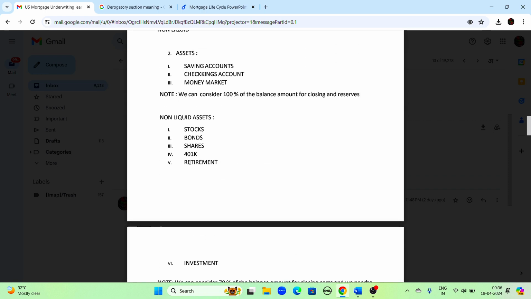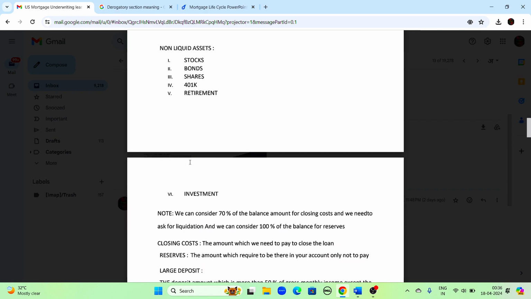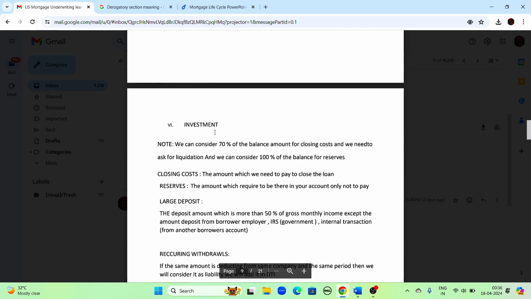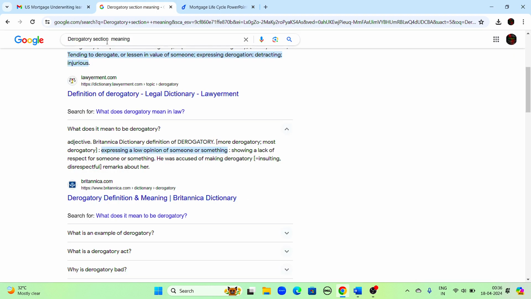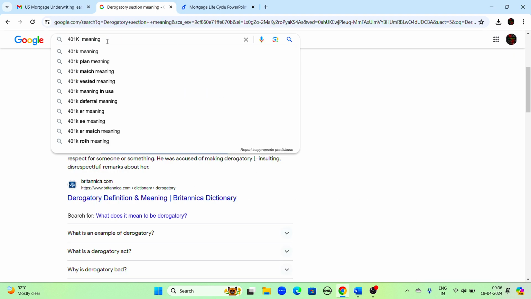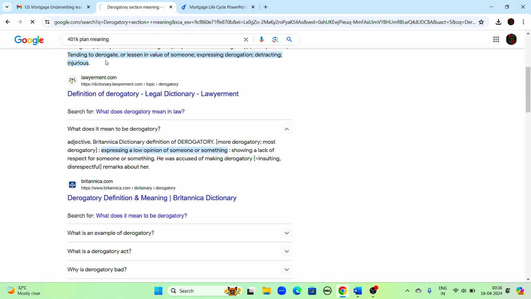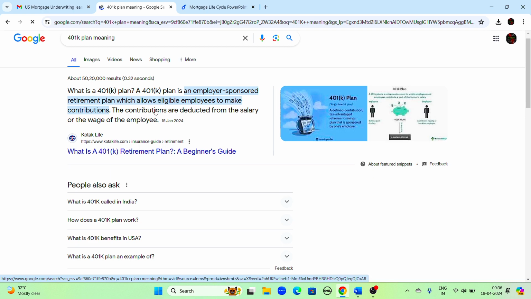Then non-liquid assets: stocks, bonds, shares, 401k, retirement investment. So it is one of the retirement plans. Let's check on 401k.